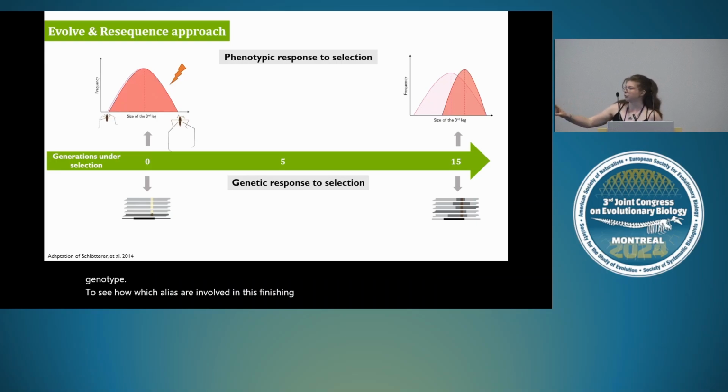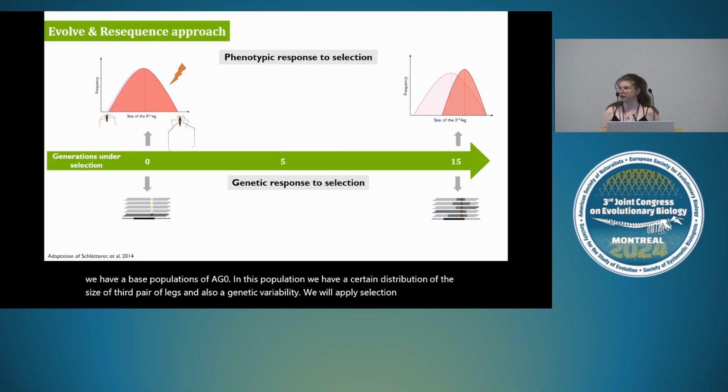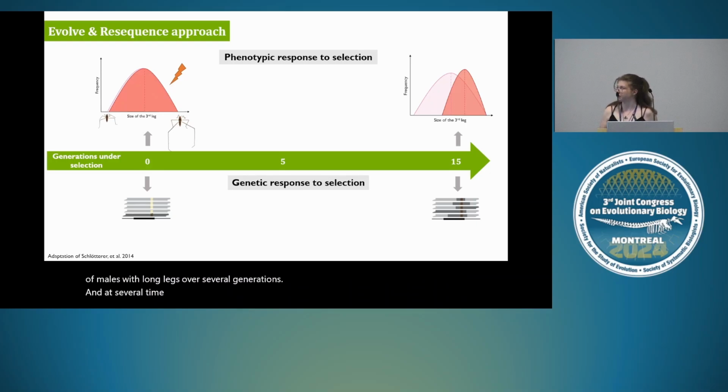At the beginning, we have a base population, so the G0. In this population, we have a certain distribution of the size of the third pair of legs and also genetic variability. We will apply selection pressure in favor of males with long legs over several generations. And at several time points, we will measure the phenotypic and the genetic response to this selection. And at the end, we are expecting to have a shift towards males with long legs and have alleles that correlate to this phenotype.